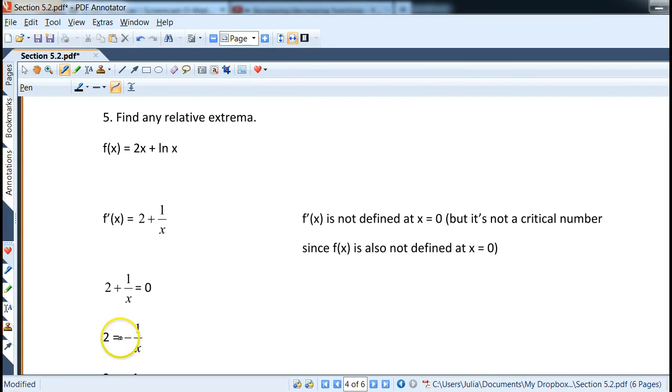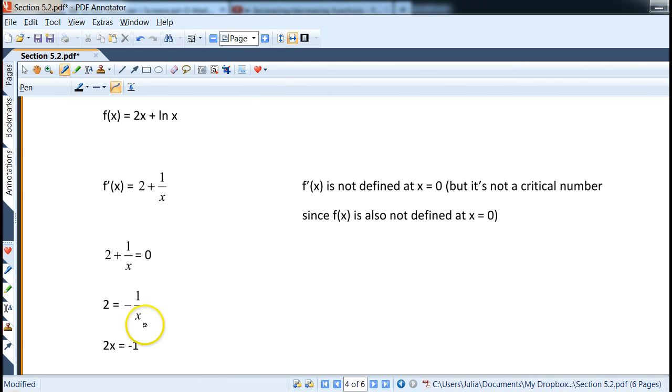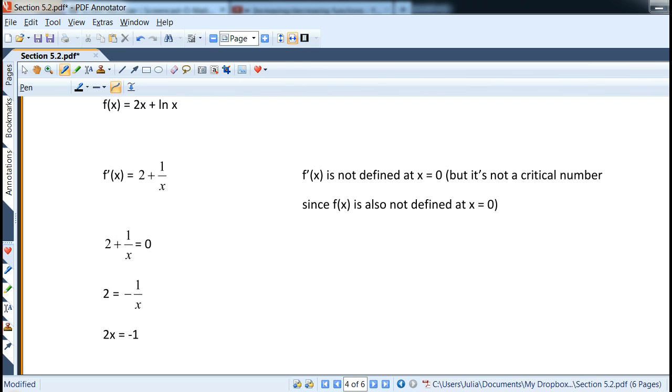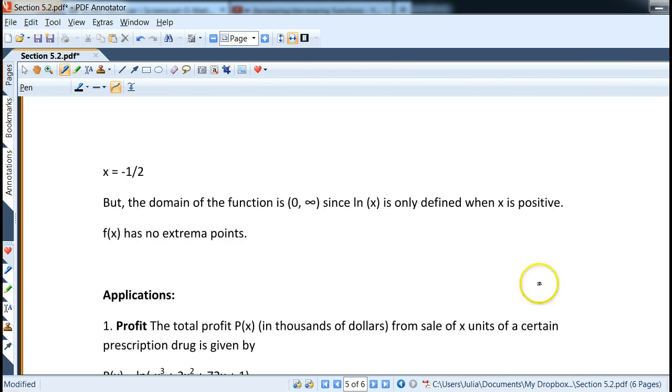Can it ever be 0? Actually, it can because it's just 1 over x. Notice how I moved it over. And so I'm getting 2. Here we can multiply by x on both sides. I'm getting 2x equals negative 1. So x equals negative 1/2.